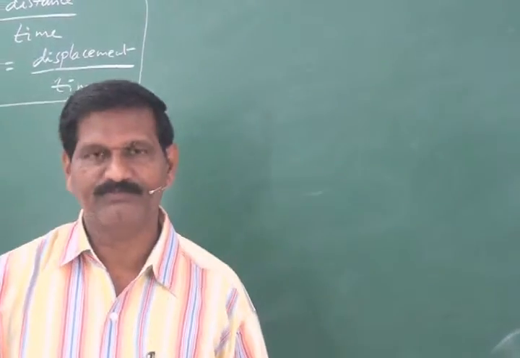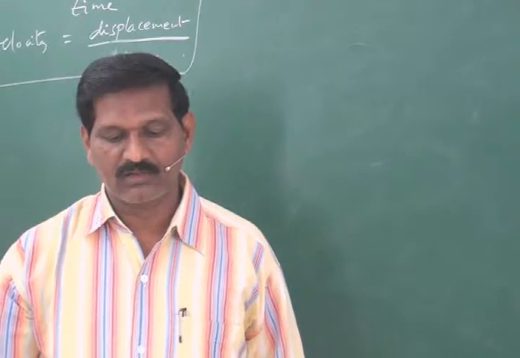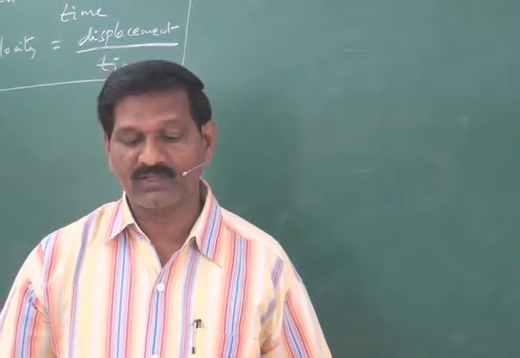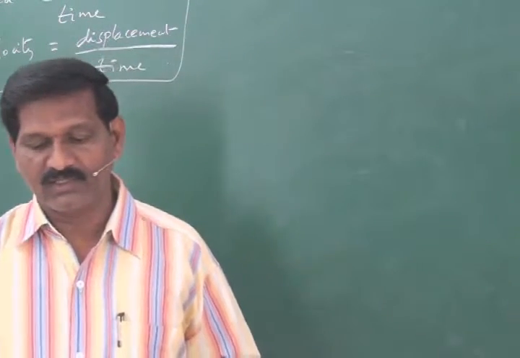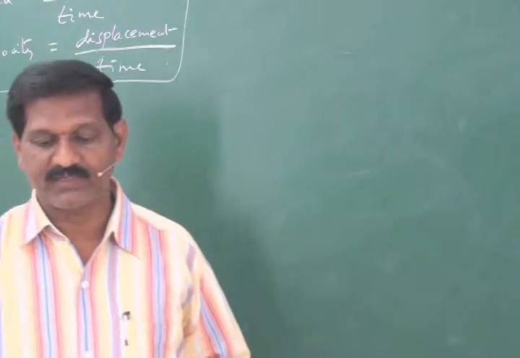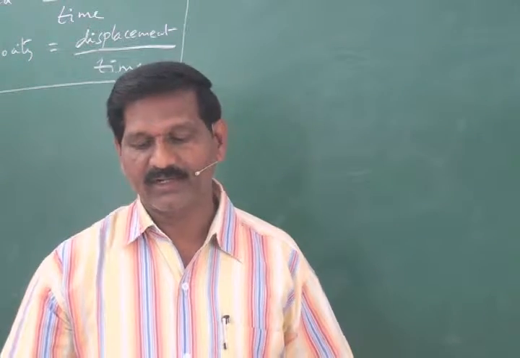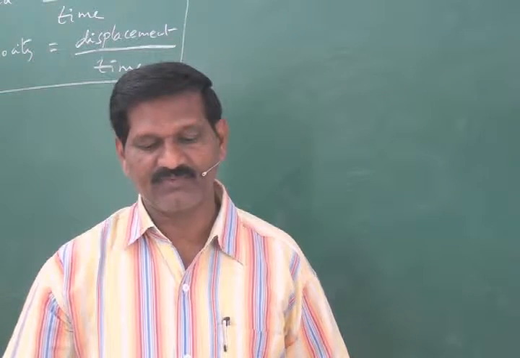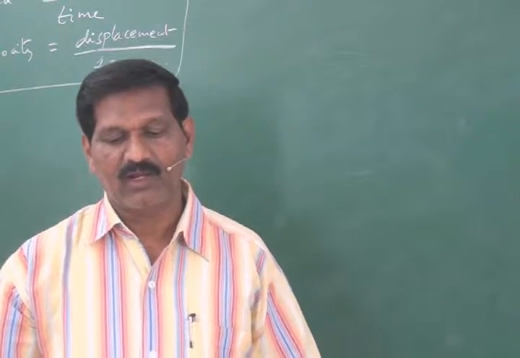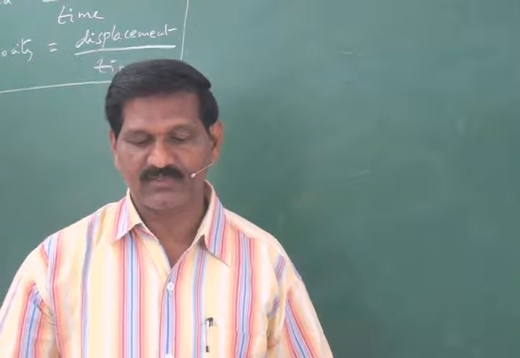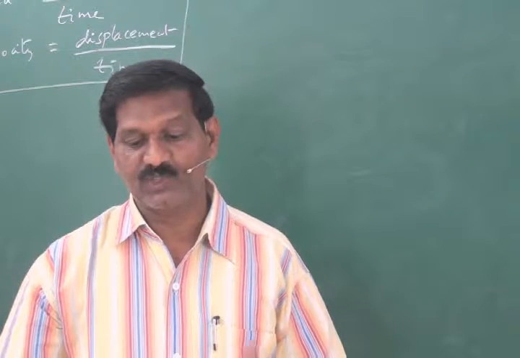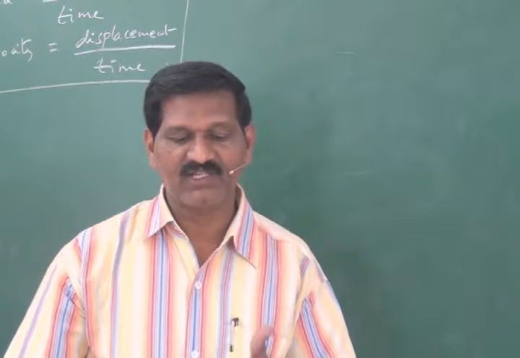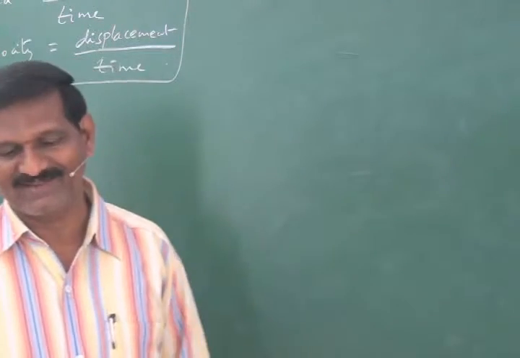Then 10th problem. A car travels 1/3 distance on a straight road with a velocity of 10 km per hour, the next 1/3 with a velocity of 20 km per hour, and the last 1/3 distance with a velocity of 60 km per hour. Then what is the average velocity of the car in the whole journey?